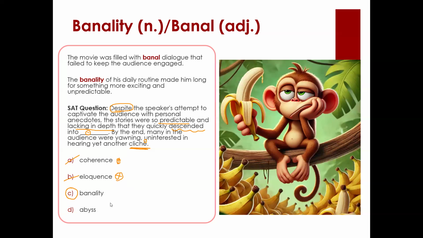And abyss is a negative word. However, it is very extreme. When you say you're in an abyss, it comes from the Bible. It means you're in a very desperate situation. You have no way out, kind of like the bottom pit. All right. Now, how do we memorize banal and banality? Look at this picture. This is a monkey bored out of his mind because every day he can only eat bananas. So eating bananas, banal, bananas, is his reality. And it's very boring. Banality.